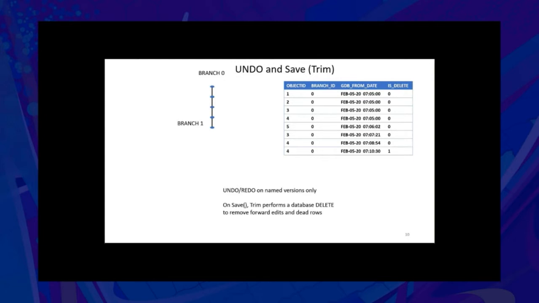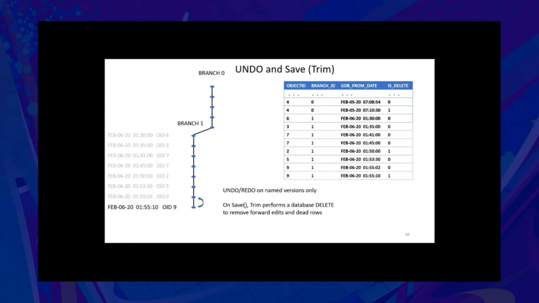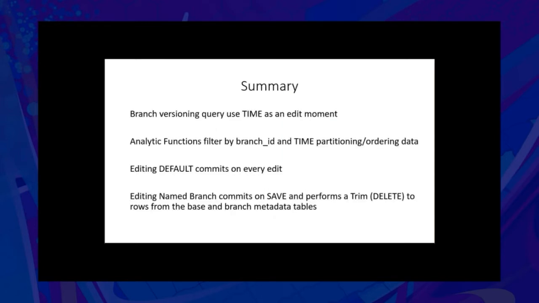So going back to our early example, where we're editing against a named branch, we undo and save. That executes the trim, where two delete statements, one that finds forward edits and one that finds dead rows, are executed to remove rows from the table. So in summary, branch versioning uses time as an edit moment. Analytic functions filter by branch ID and time, and editing against default commits on every edit operation. Editing a named branch commits on save and performs a trim to delete rows from the base table and branches table modified.